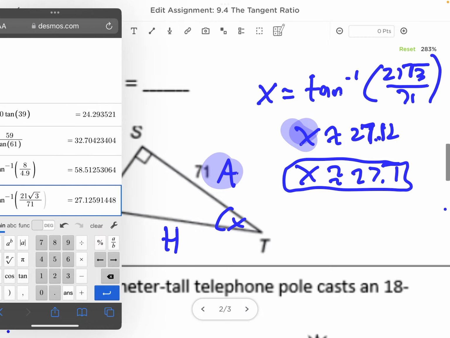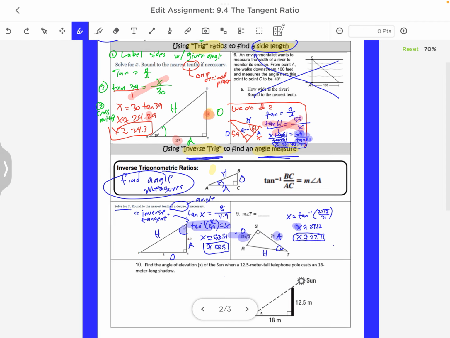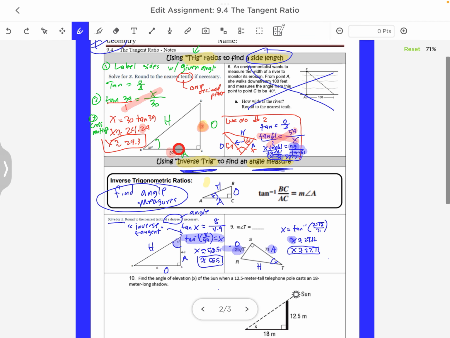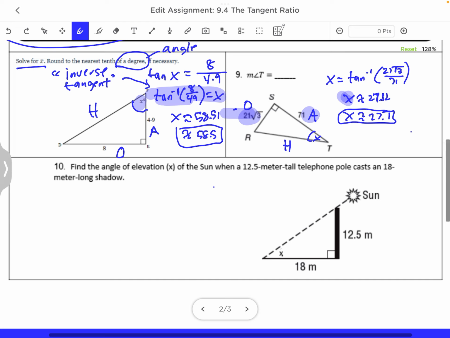Okay, so that's all we have to do. Neither one is super difficult. It's just we have to look at it from the right perspective. So if we're looking for the angle, we're going to use inverse trig. If we're trying to find the side, we're going to use regular trig. All right, so now let's look at this last one. It says find the angle of elevation. So if we're trying to find the angle, that means we use inverse trig.